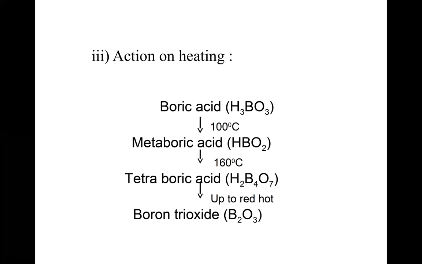Third chemical property is its action on heating. On heating, it loses water and is converted into metaboric acid, HBO2 plus water. When it is heated at 160 degrees Celsius, it forms tetraboric acid, which is H2B4O7. And up to red hot, it loses all its water and forms boron trioxide. So these are the reactions it shows on heating.